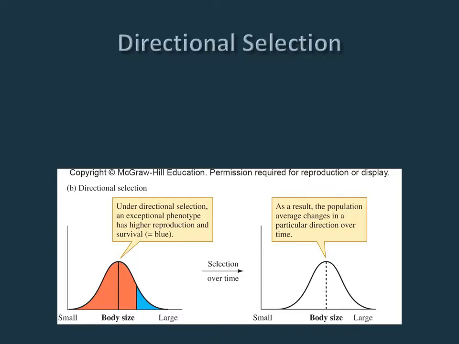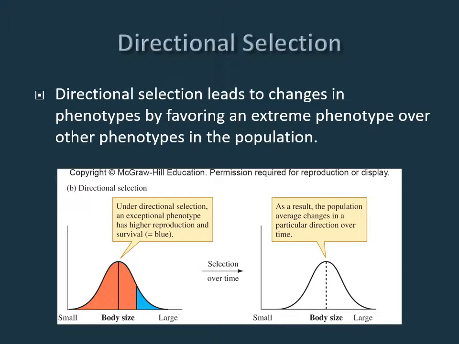Now in directional selection, one end of the spectrum is favored over another. And so directional selection leads to changes in phenotypes by favoring an extreme phenotype over all the other phenotypes. So again, if you're looking at small, medium, and large body size, maybe in this example, large body size is more likely to survive and the medium and small body sizes die off. And so eventually over time, in the population you'll end up with more of this large body size.